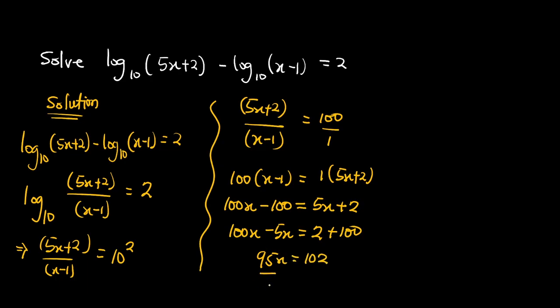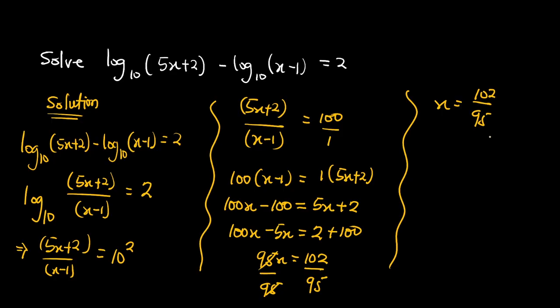So from here, to get the value of x, I'll just divide both sides by 95. And so therefore, my value of x will be equal to 102 divided by 95. Okay? Or you can say your value of x is equal to one whole number, because 95 will go into 102 once, and then we'll be left with 7 over 95. Okay, so you can have your answer as 102 divided by 95, or one whole number, 7 over 95. So this becomes the solution to this particular problem.